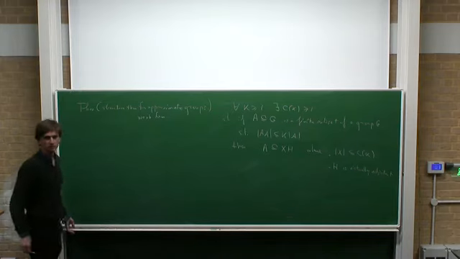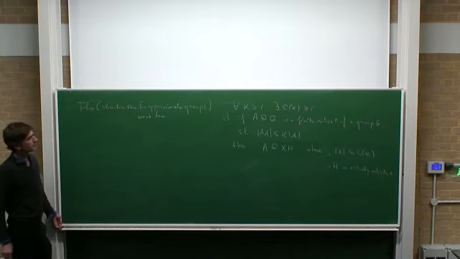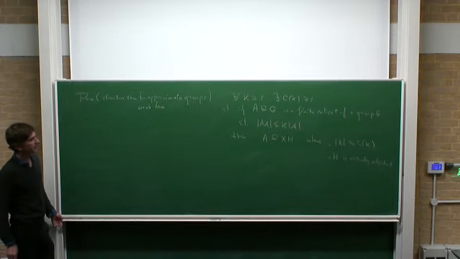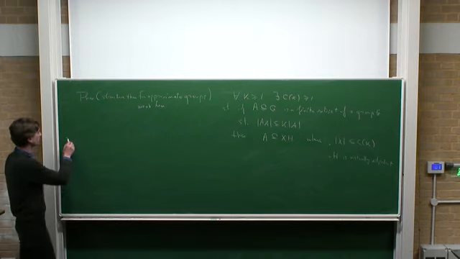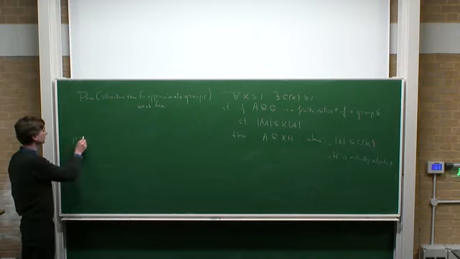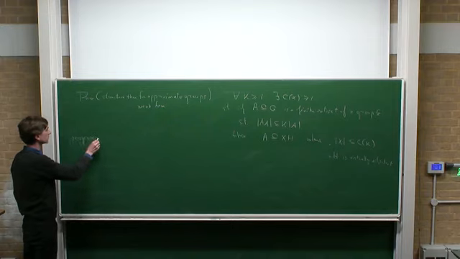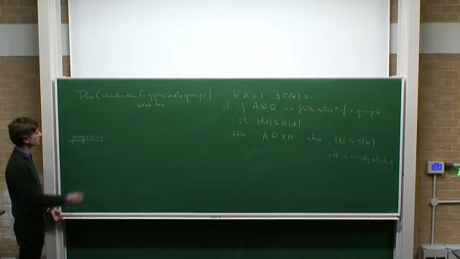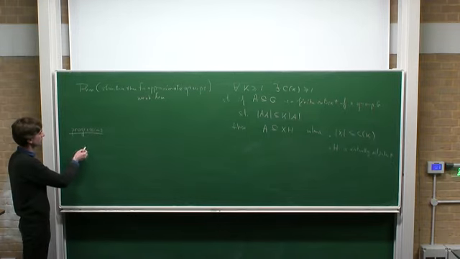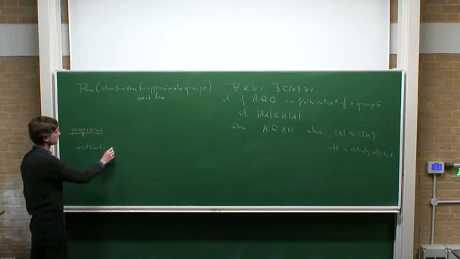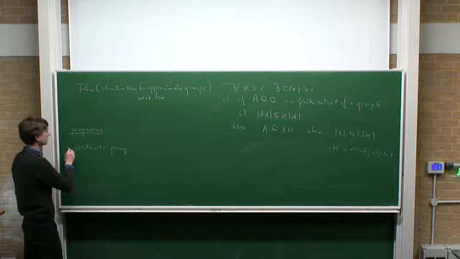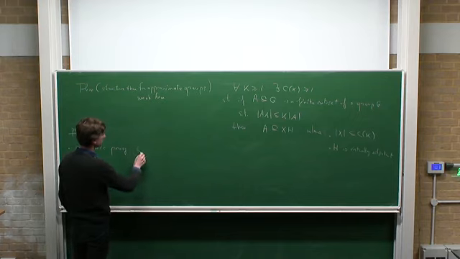And in order to state the strong form, I will first define the notion of a progression in a general group. So, progressions. So remember that an arithmetic progression is just something like A plus B.